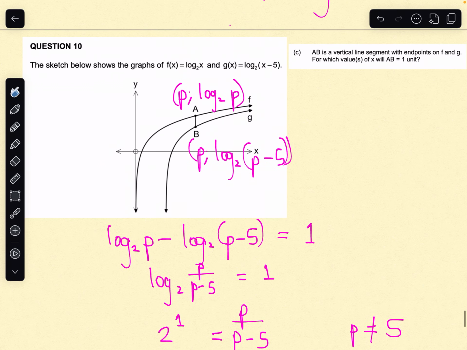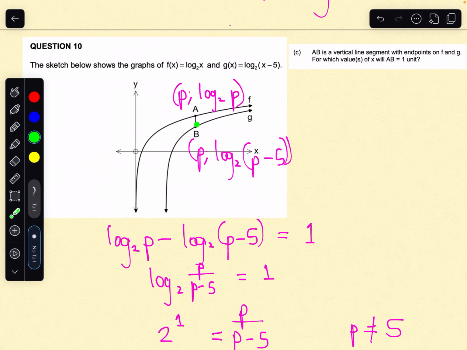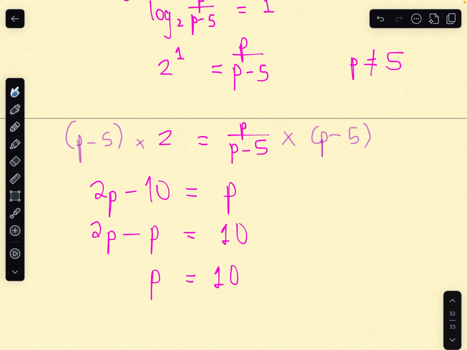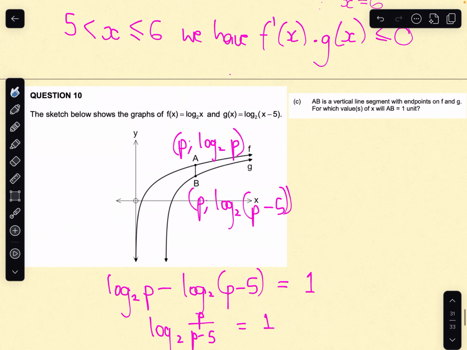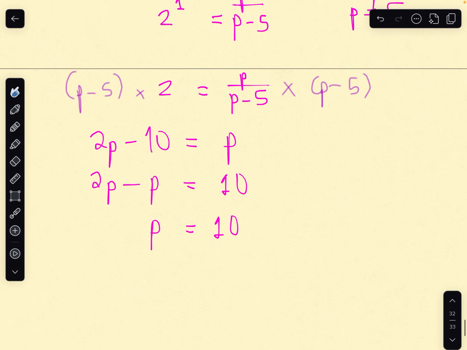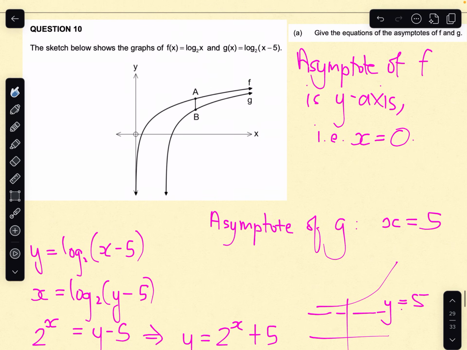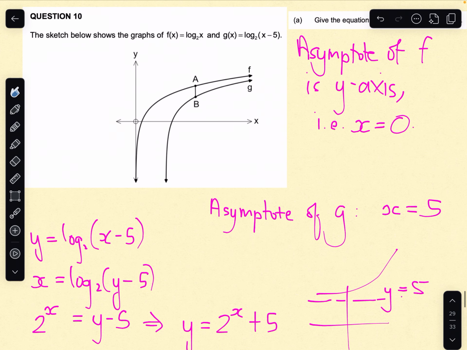So that means that we have this distance being 1 unit in exactly one place, and that is where the x-coordinate is equal to 10. I've now used P as my unknown. We were meant to be solving for x, but potato. That's my story, and I'm sticking with it.